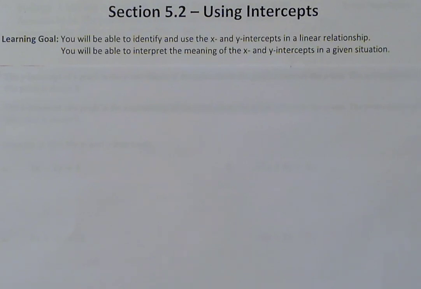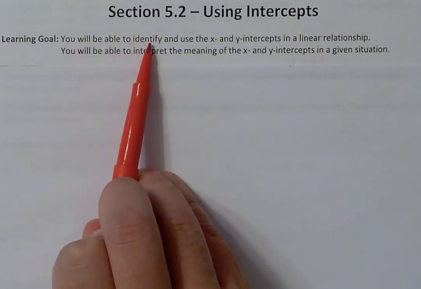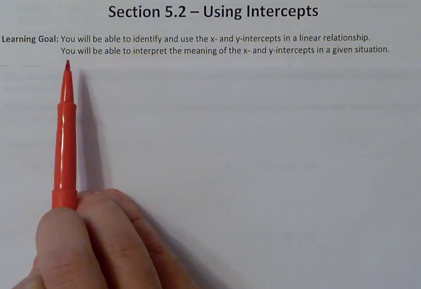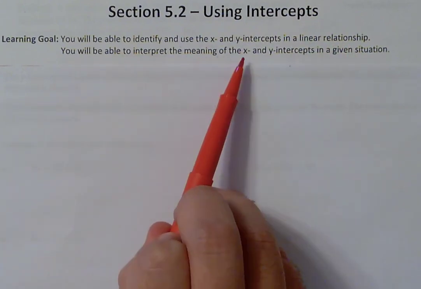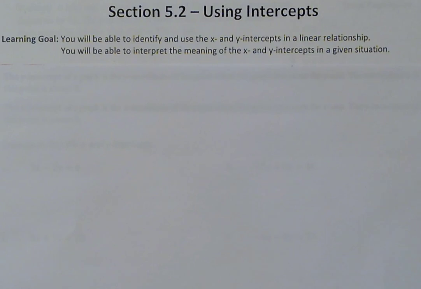For today's lesson, we're going to be taking a look at section 5.2, which is going to deal with using intercepts. Now, for today's lesson, we have two learning goals. Our first learning goal is that you will be able to identify and use the X and Y intercepts in a linear relationship, and you will be able to interpret the meaning of the X and Y intercepts in a given situation. So today we're going to take a look at how to identify your X and Y intercepts based off of an equation or a graph, and then also be able to go through and interpret the meaning of those X and Y intercepts.